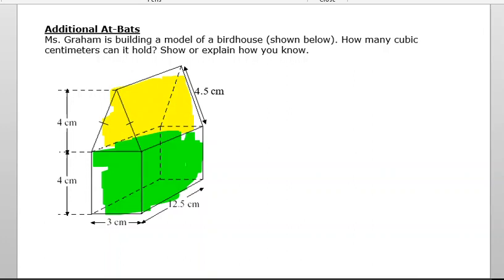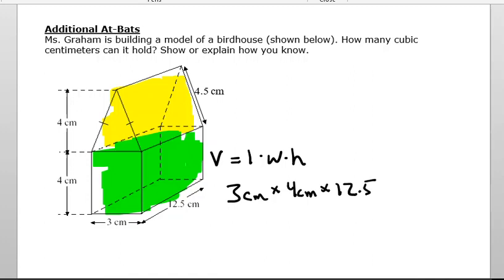So for my rectangular prism, I know that volume is equal to length times width times height. I don't care which order that is. We'll say that length is 3 centimeters times 4 centimeters times 12.5 centimeters. And that's going to give me 12 times 12.5.